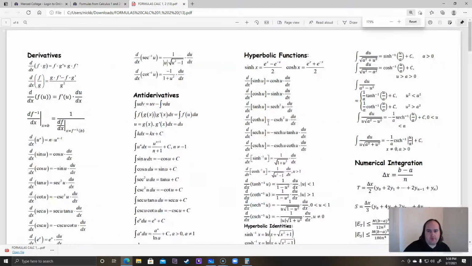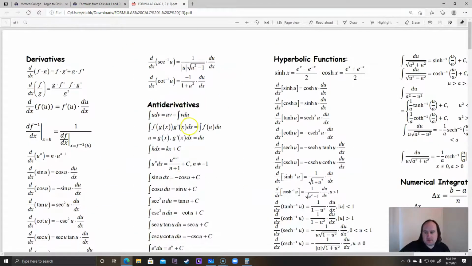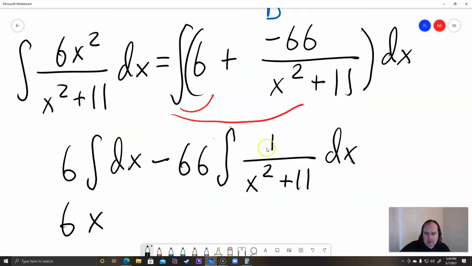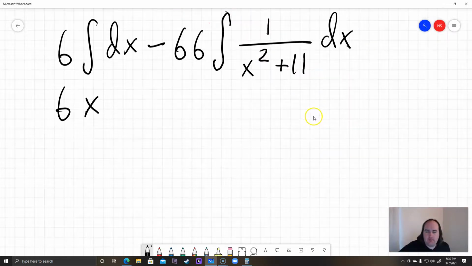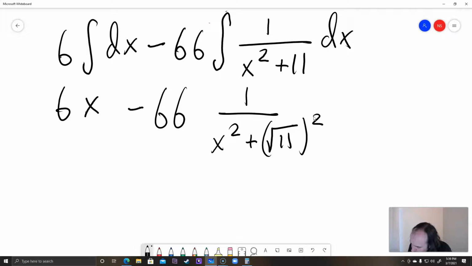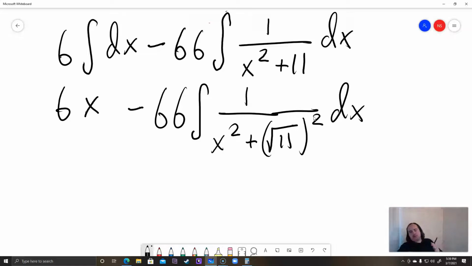So what we're looking for is antiderivatives, because we're doing integrals, and we're looking for something in the form that we have here. So we have 1 over x squared plus 11. I can actually rewrite that as 1 over x squared plus root 11 squared, dx. Because remember, root 11 squared is the same as 11. So hopefully now you can see that it's in a certain form.